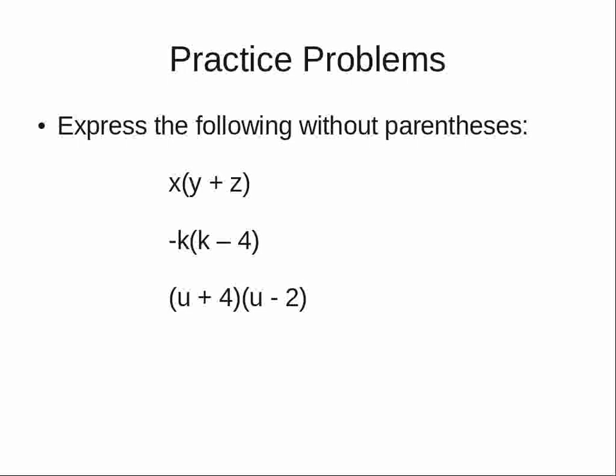All right, next topic. Would you please re-express the following without parentheses? I have x times the binomial y plus z, and then I have negative k times the binomial k minus 4, and then I have u plus 4 times the binomial u minus 2. By the way, binomial means the sum or difference of terms. Often you'll see those within parentheses. Okay, so please pause the video and try to re-express these now without parentheses.